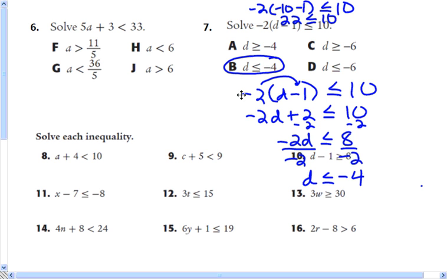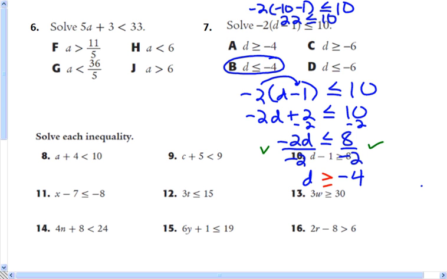And whoa, right here, I divided both sides by a negative. When you do that and you're working with inequalities, you have to switch the sign. So I should have said right here, greater than or equal to -4. So like 0 is greater than or equal to -4.